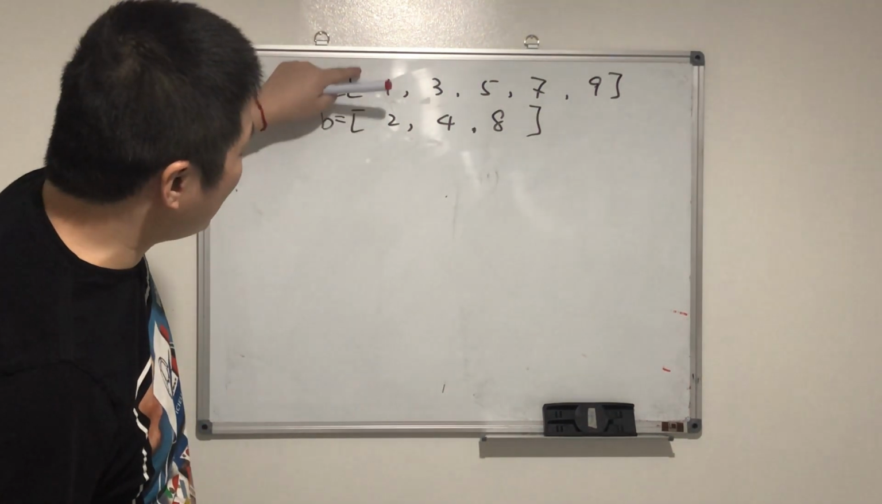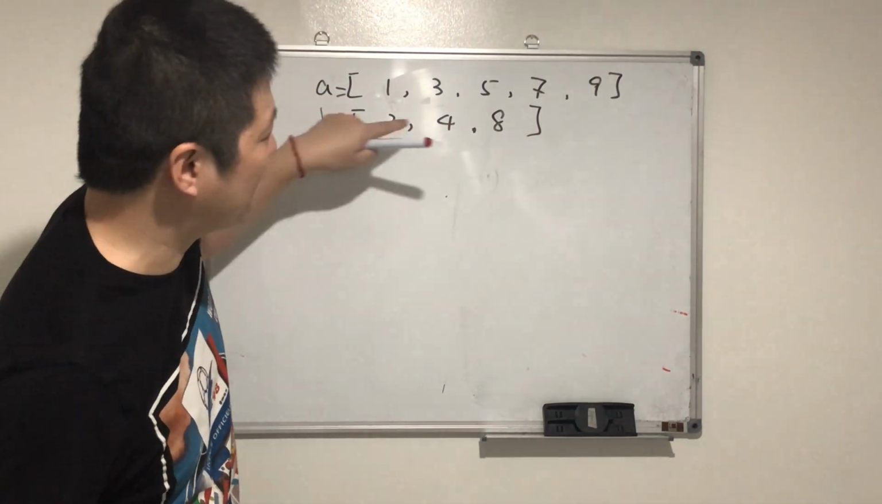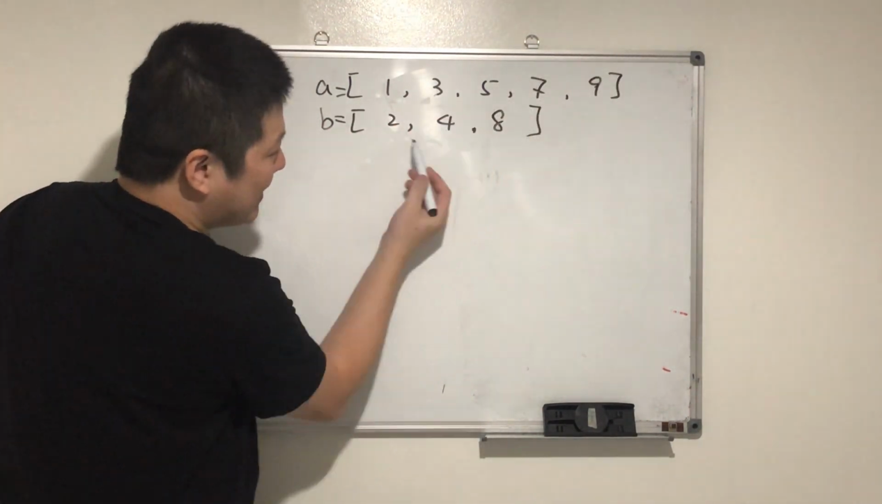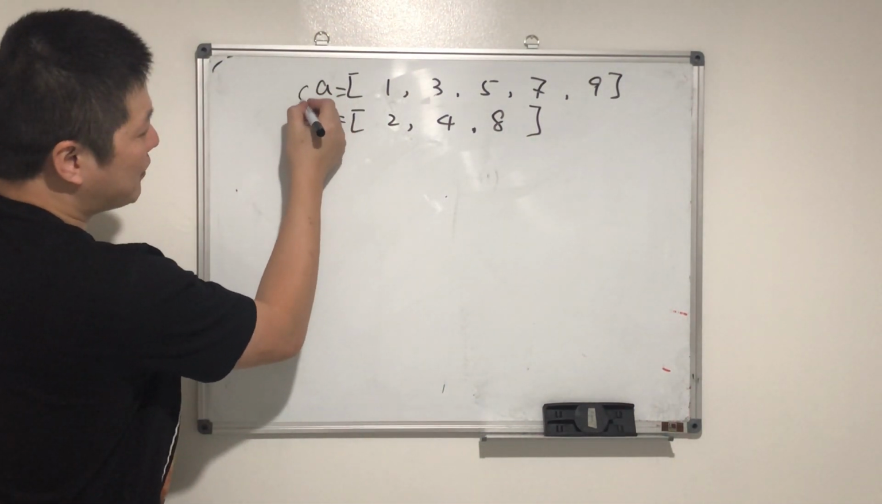Meaning each of these is already in order. Look, 2 is the smallest, 2, 4, 8 is in order, right? 1, 3, 5 is increasing, and this is increasing too. So the task is to merge these two.